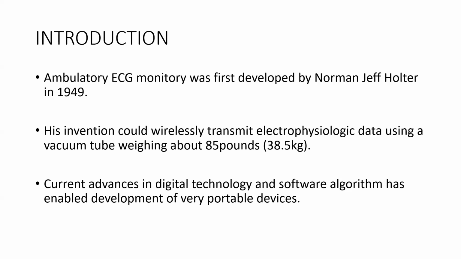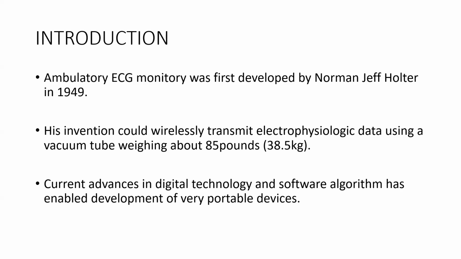This ambulatory ECG was invented by Jeff Holter, who developed the first ambulatory ECG machine in 1949. His invention was able to wirelessly transmit electrophysiologic data, but the problem then was that the machine was too large. He used a tube that weighed about 85 pounds, that's approximately 38.5 kg. Imagine holding that for a whole day.